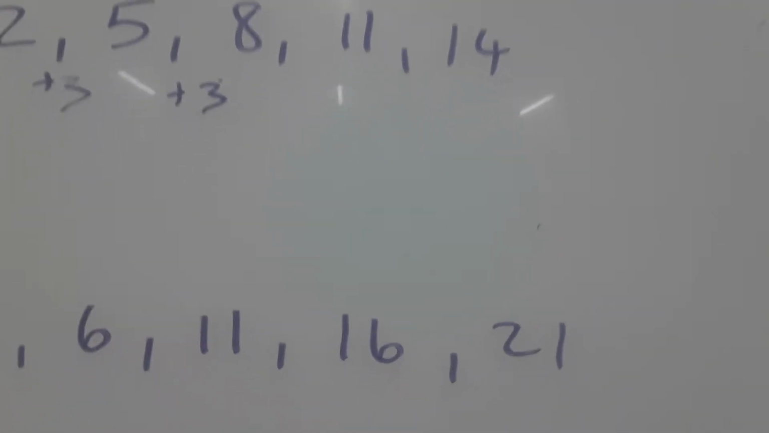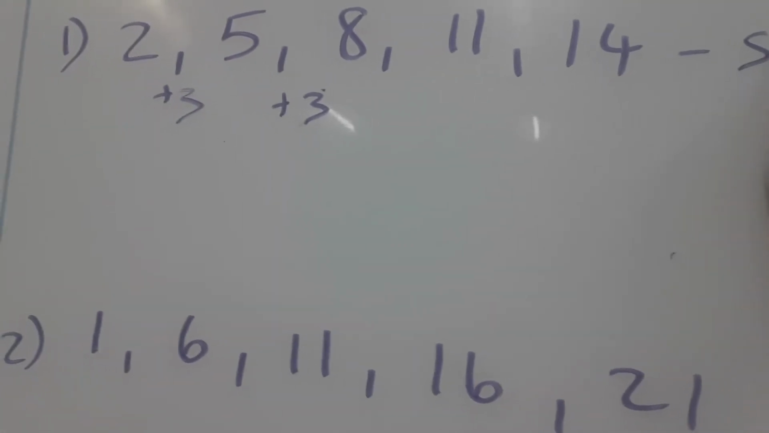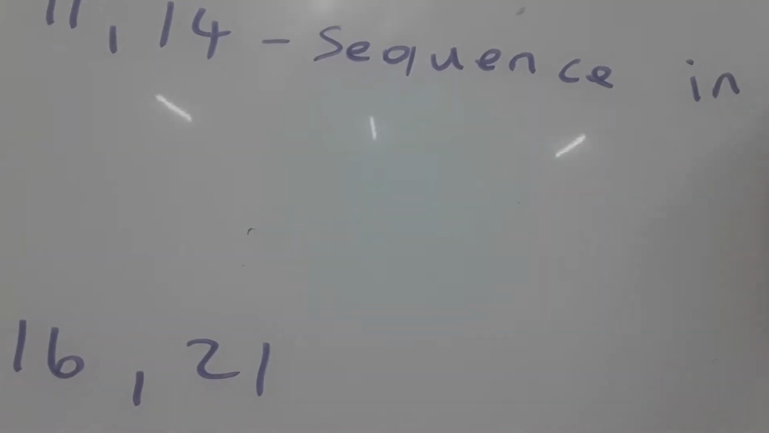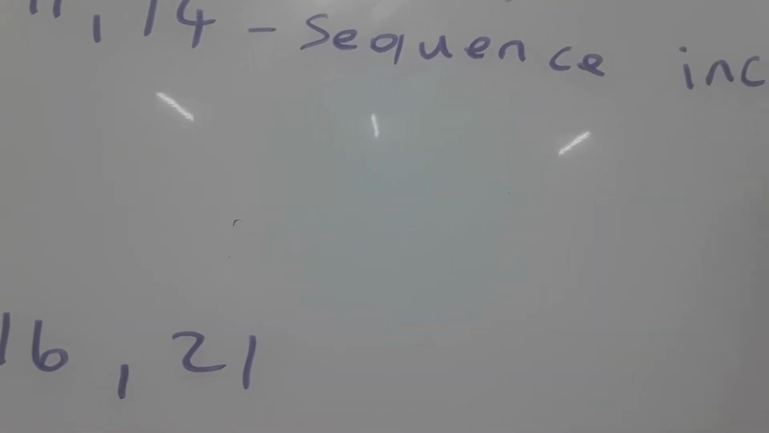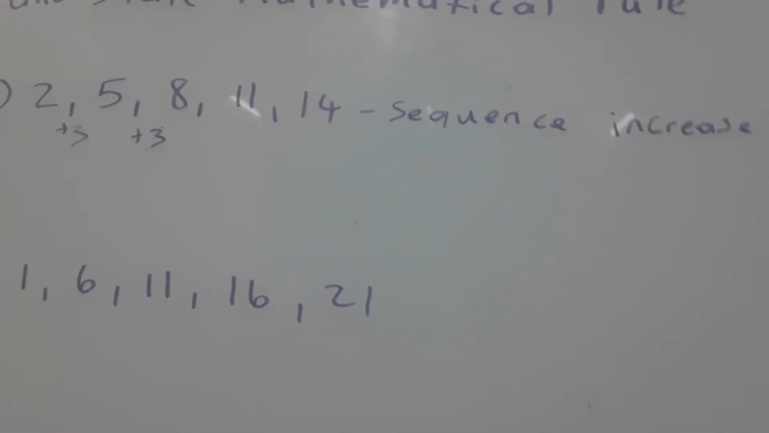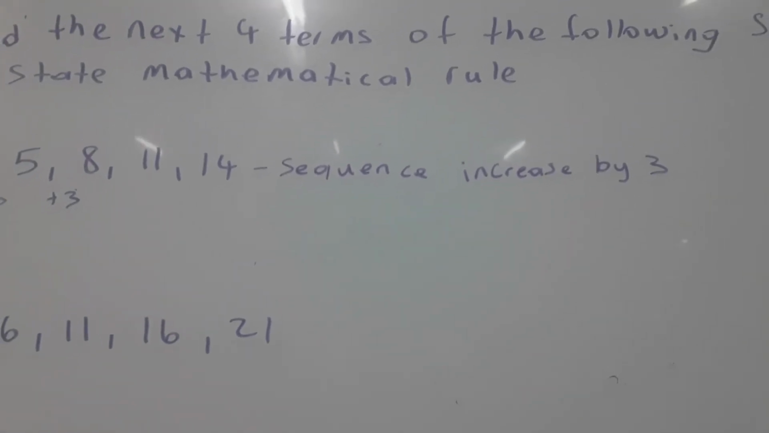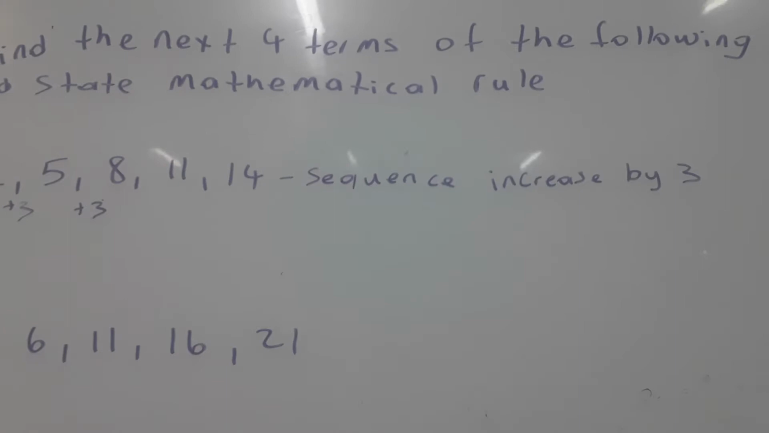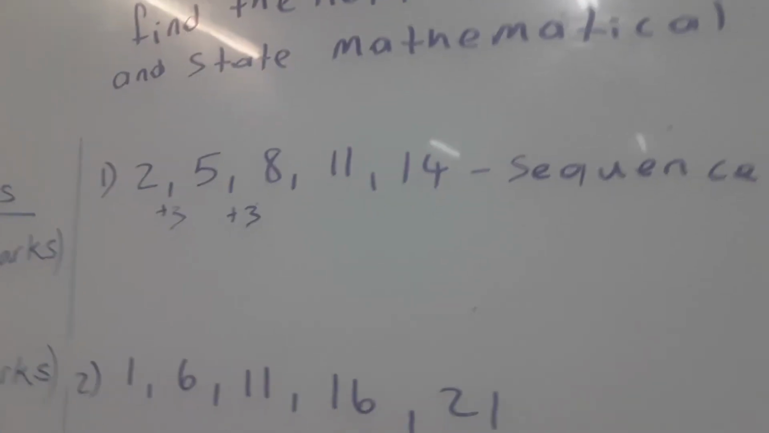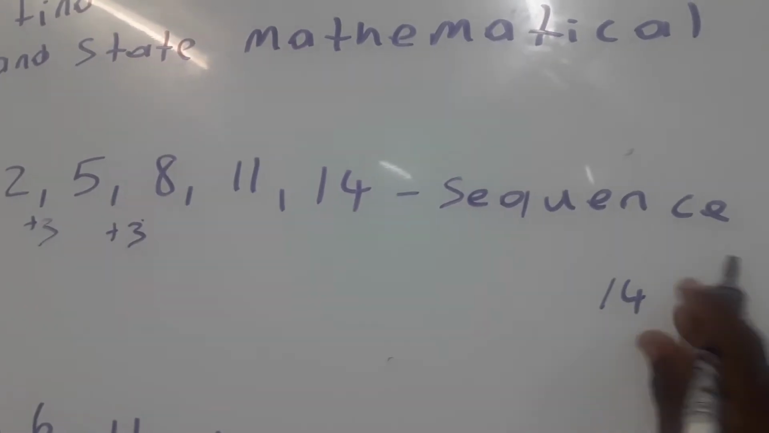So in stating the rule for that sequence, we see that the sequence increases by 3. If we were asked to write the next 4 terms in the sequence after 14, we should increase by 3. So 14 is the last term that we have there.